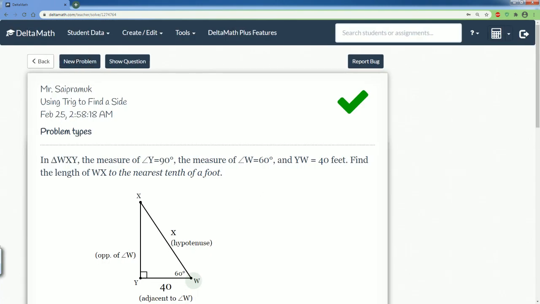So I showed you the three most common ones, which is a tangent one, a sine one, and a cosine one. And that is everything that you need to be able to do when you are using trig ratios to find a side.